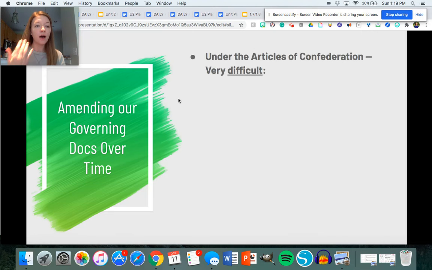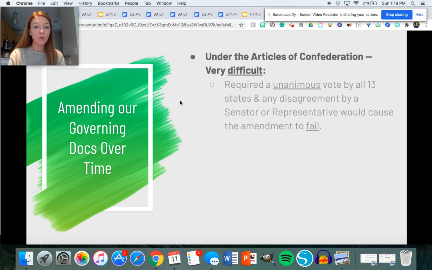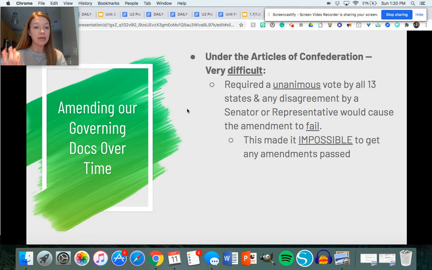Now, over time, the way that we've amended our governing documents is different. Under the Articles of Confederation, if you remember, it was very difficult to amend that document. It required a unanimous vote by all 13 states, and just a single disagreement by a senator or representative would cause that amendment to fail. So hardly anything got done when it came to amending the Articles of Confederation. It made it almost impossible to get any amendments passed.